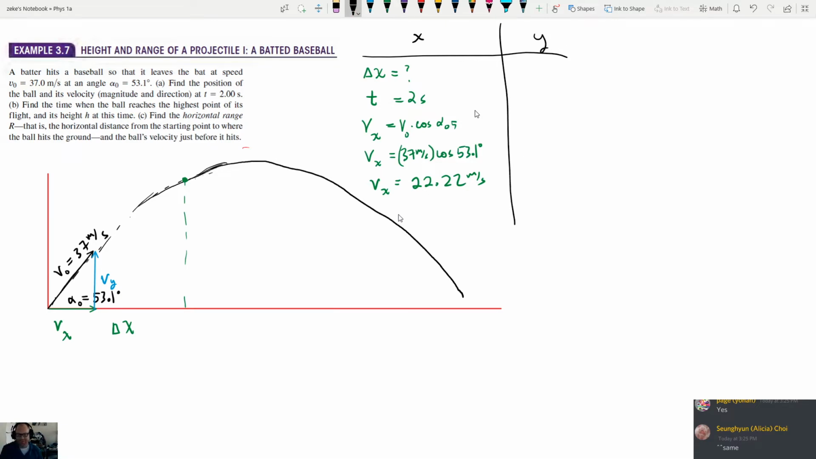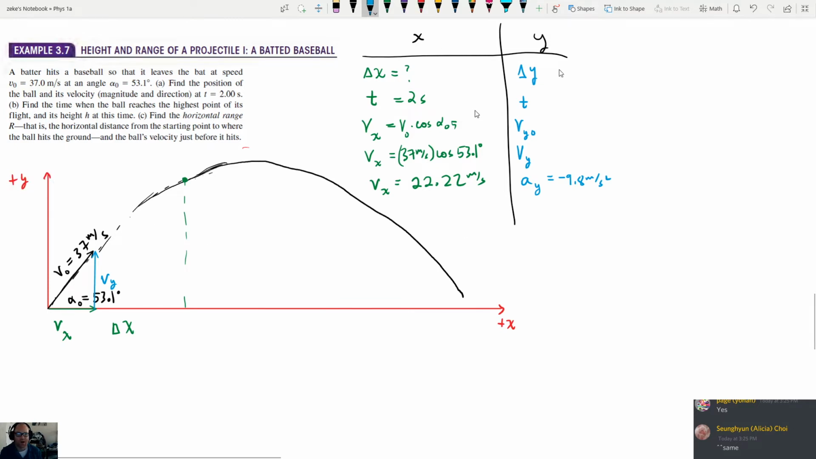In the y direction, we've got a lot more variables. What we've got is a delta y, a t, a vy initial, a vy final, which I'm just going to call vy, and then acceleration in the y direction, which is going to be negative 9.8. Oh, I left off a step. One of the things we always have to do here: this is going to be positive x, and this is going to be positive y.